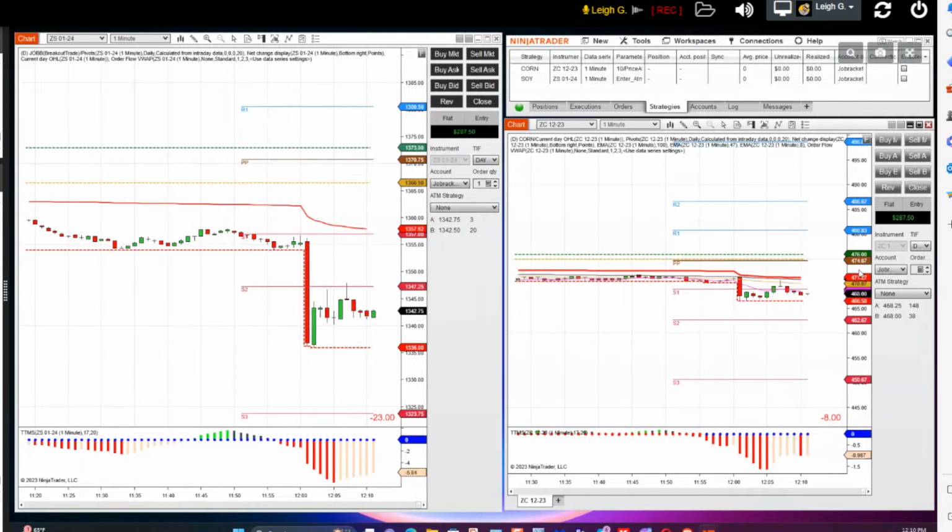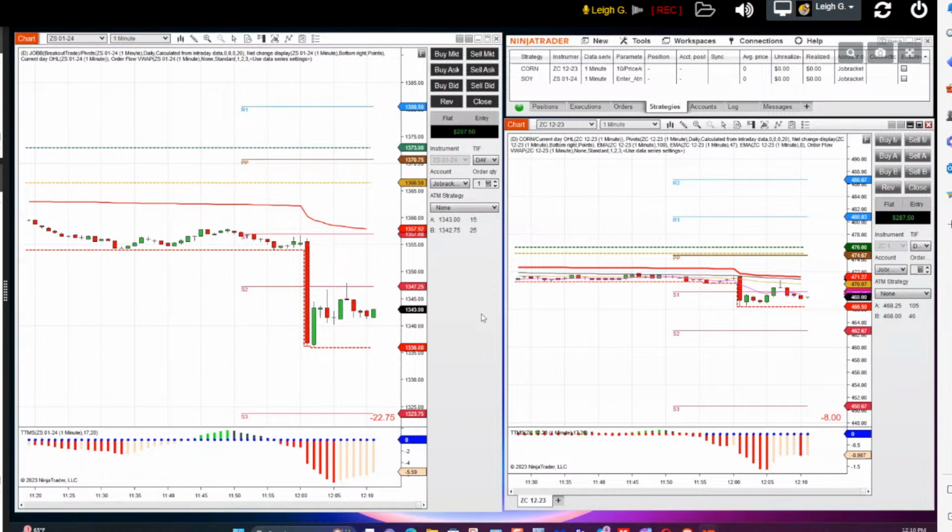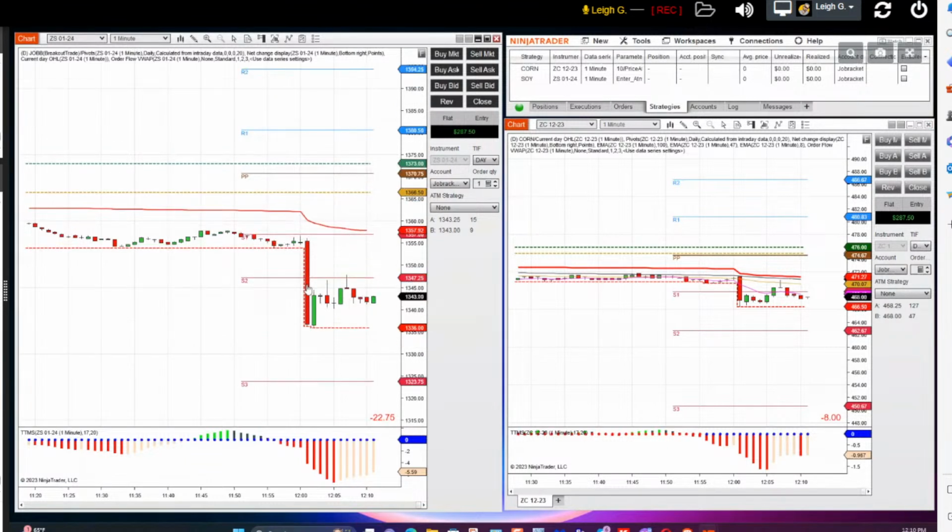Now, soy was a much bigger move. You're up here at 57-ish, up at the top there. It's down to 36-ish. It's 4 ticks per point, $12.50 per tick. Okay.